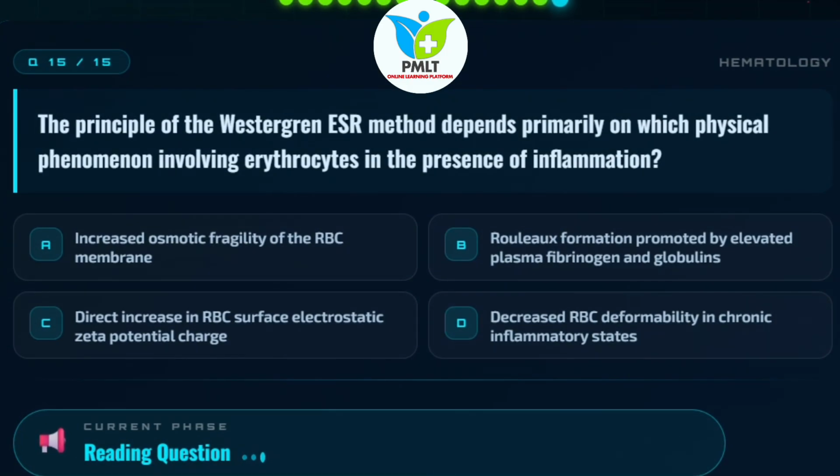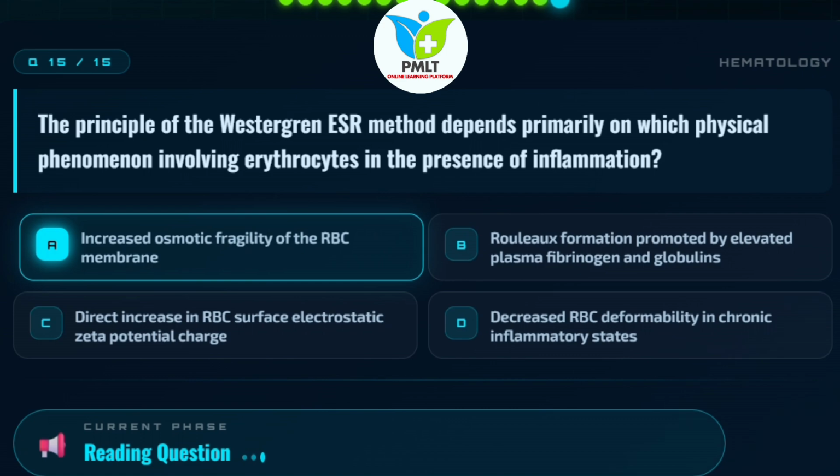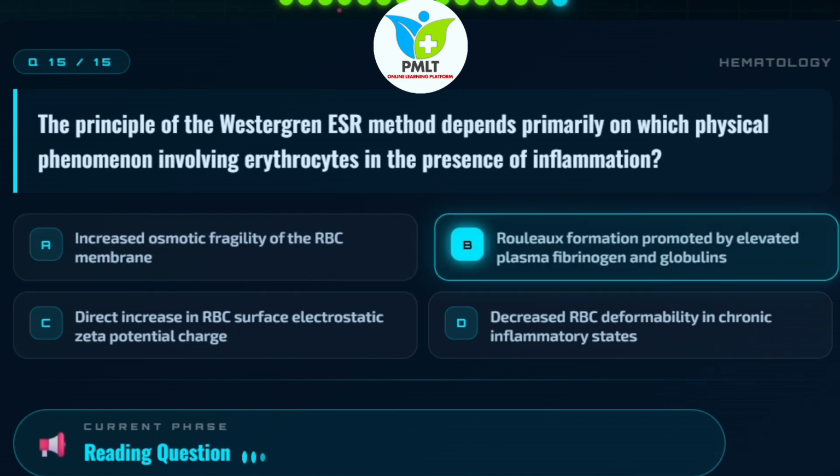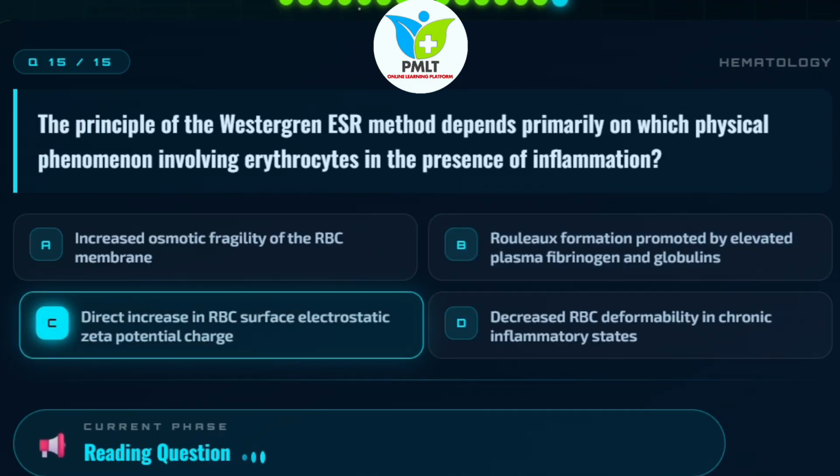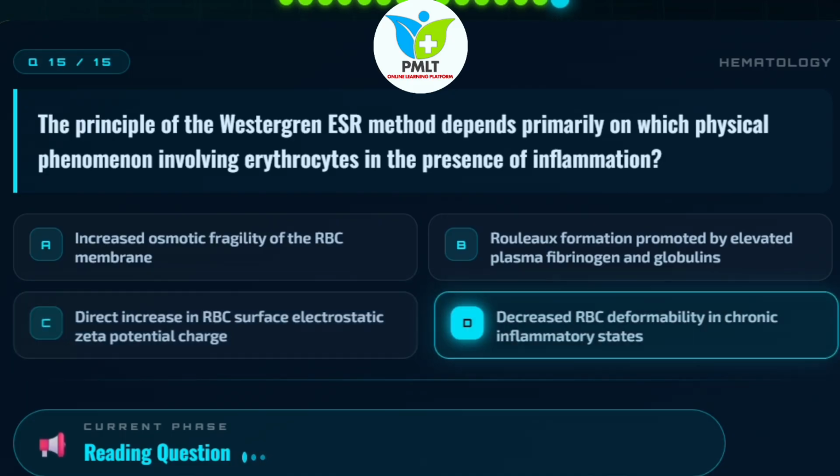The principle of the Westergren ESR method depends primarily on which physical phenomenon involving erythrocytes in the presence of inflammation? A. Increased osmotic fragility of the RBC membrane. B. Rouleaux formation promoted by elevated plasma fibrinogen and globulins. C. Direct increase in RBC surface electrostatic zeta potential charge. D. Decreased RBC deformability in chronic inflammatory states.